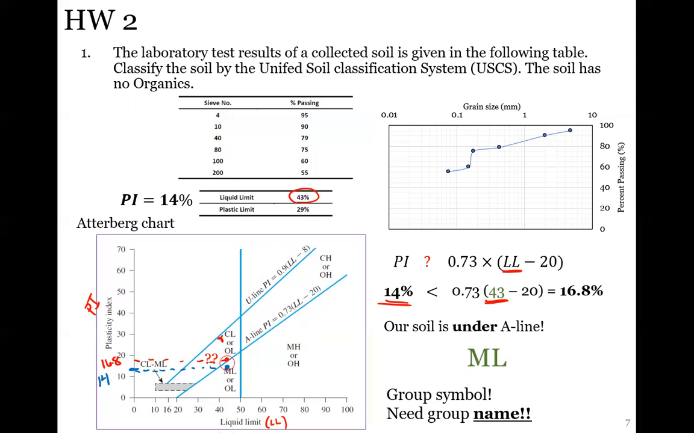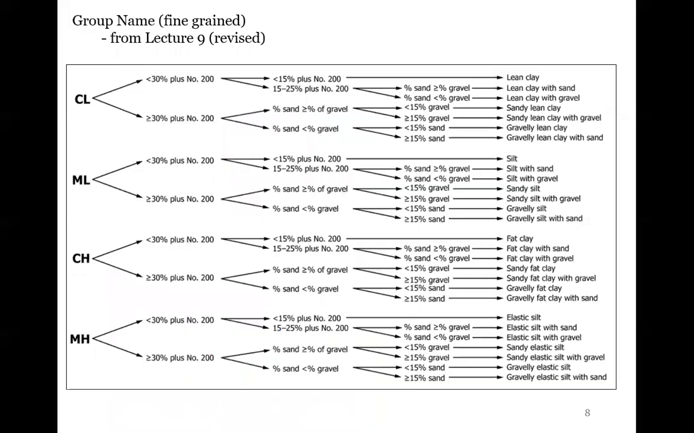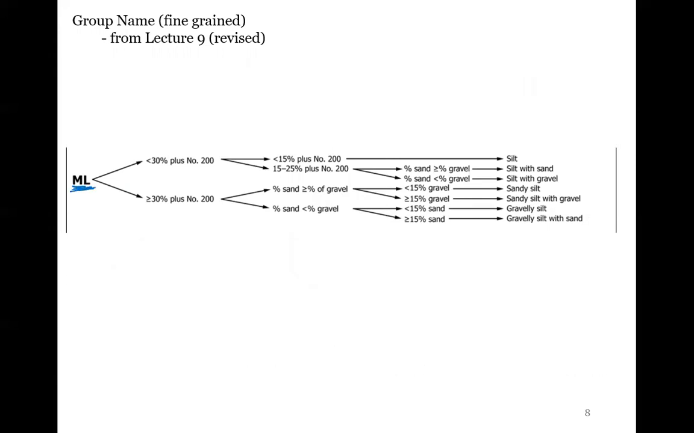Okay, so we still need to find the group symbol and the group name. So from that, again, you don't need to memorize this stuff, but I'm at least going to go over it for the homework. From lecture 9, you have this lovely table here. We know that it is an ML. So everything else we can forget about. And what we want to do now is just follow this flow chart.